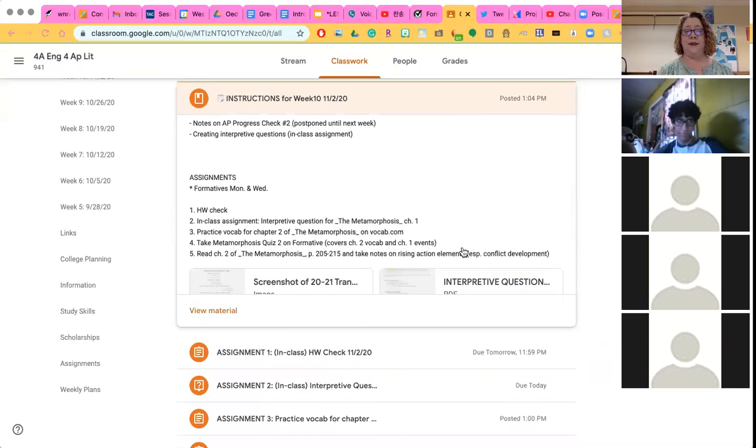All right, there's a vocab list for chapter 2 of the Metamorphosis that I would like for you to practice before you read chapter 2. Chapter 2 is just as long as chapter 1. Each section is about 10 pages, but chapter 2 goes a little bit faster, I think, because we're already into the characters and what's going on with them.